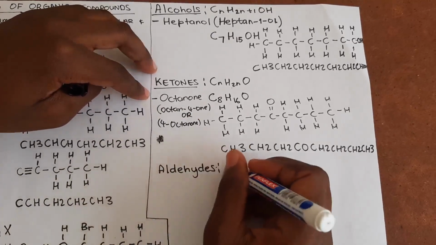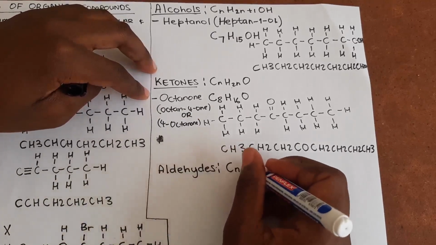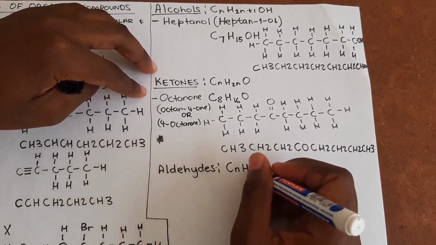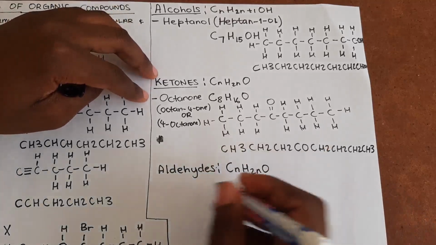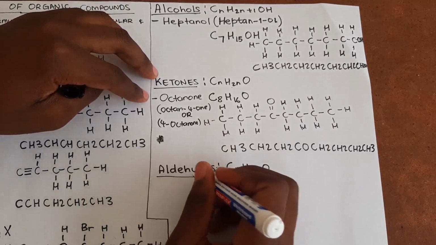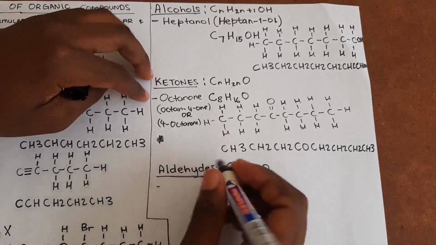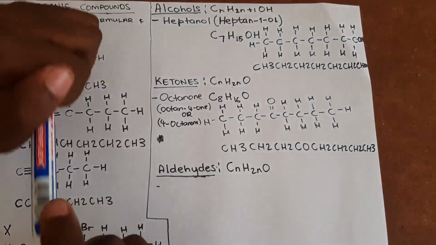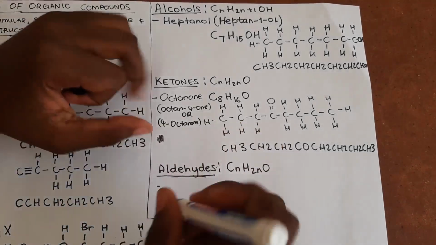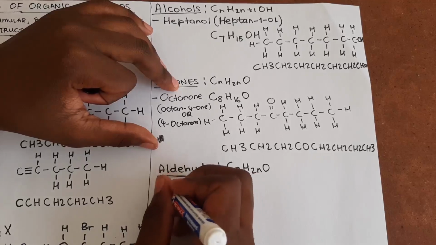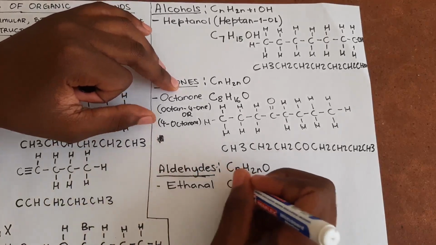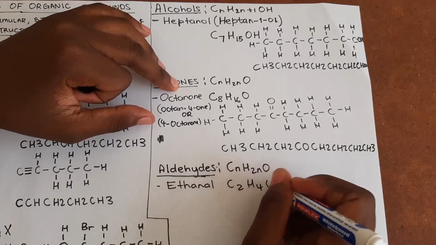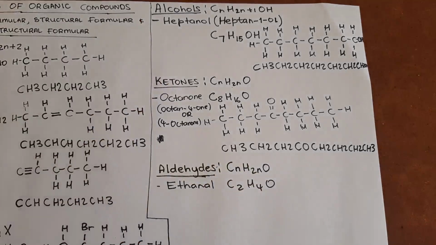Aldehydes. So the structural formula is the same as the ketones. Aldehydes, CnH2nO. Okay, so let's write down the general formula. Which compound are we going to choose under aldehyde? Let's choose ethanol. Eth means two, you know. So ethanol means that we have two C atoms, four H atoms. So this is ethanol.